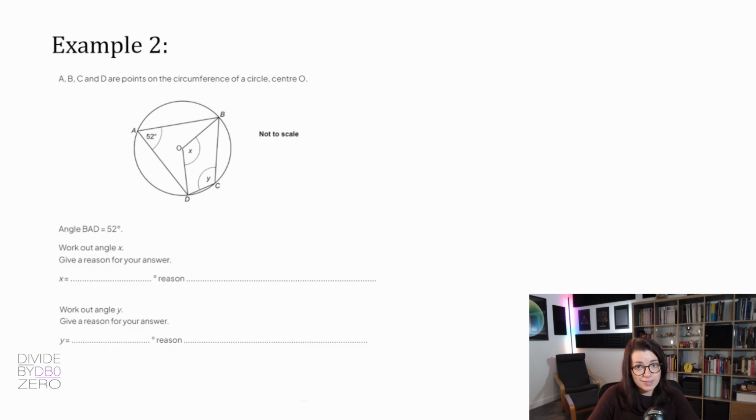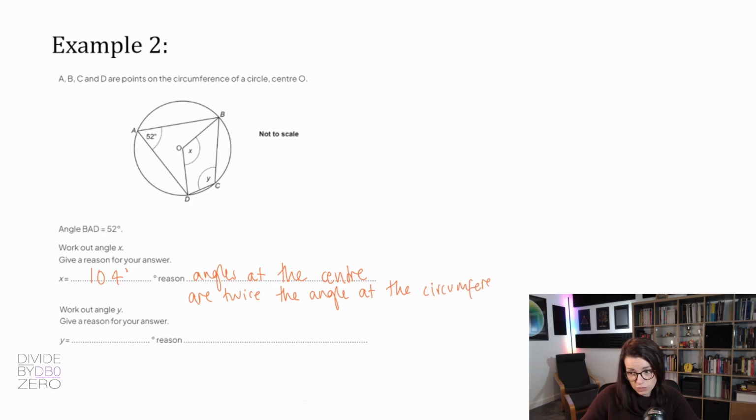Example 2, so another circle with a bunch of missing angles. On this example, we're told that A, B, C, and D are points on the circumference of a circle, centre O, and angle BAD is 52 degrees. First of all, they want us to work out angle X. That one is going to be 104 degrees. And the reason is angles at the centre are twice the angle at the circumference. That's just one of the circle theorems being applied there directly.